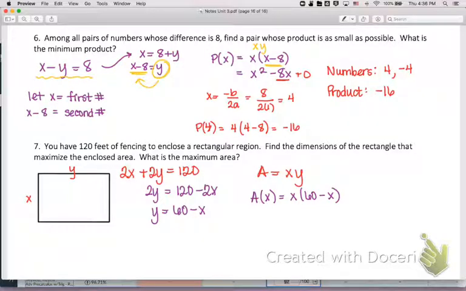So pause the video one last time, see if you can finish this. Come back in 3 seconds for the final answer.